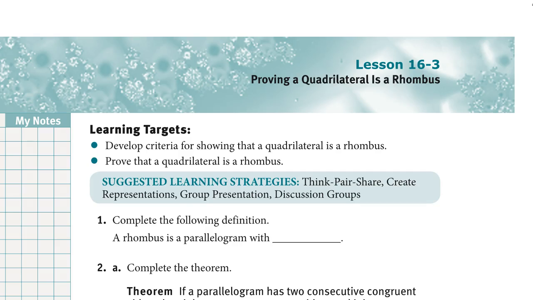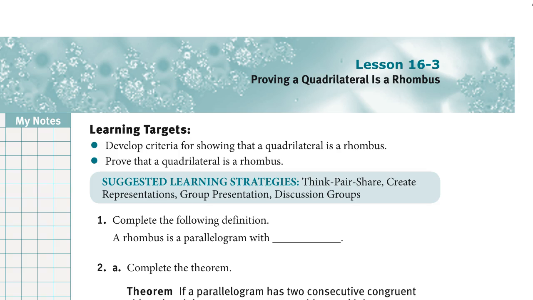This video is for lesson 16-3, proving a quadrilateral is a rhombus. Learning goals are to develop criteria that we can use to show that a quadrilateral is a rhombus and then to use those criteria. So first, let's review what a rhombus is.